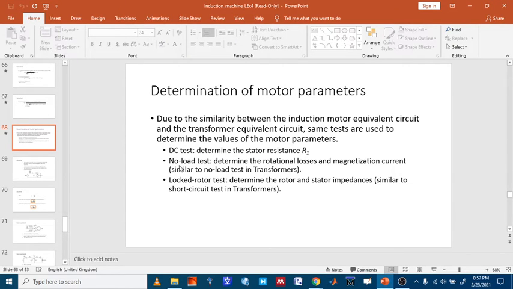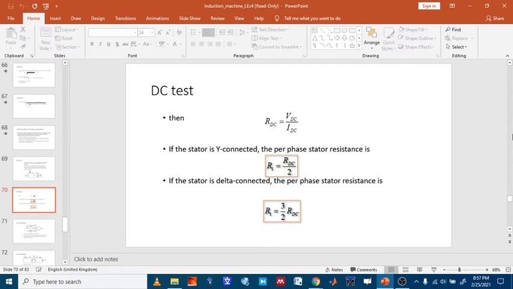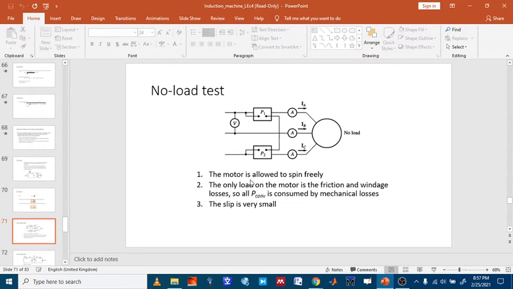No load test. The no load test determines the rotational losses and the magnetization current. So let's consider the no load test. The motor is allowed to spin freely. That means you don't connect any load to the rotor. The only load on the motor is the friction and windage losses in the bearings.